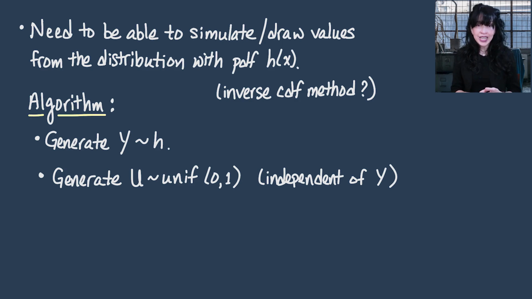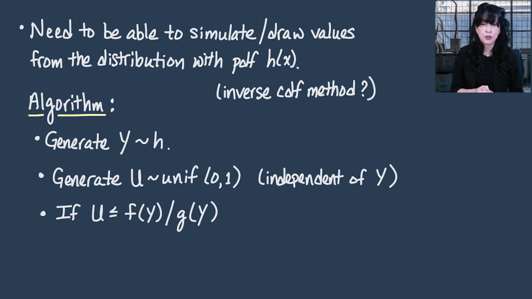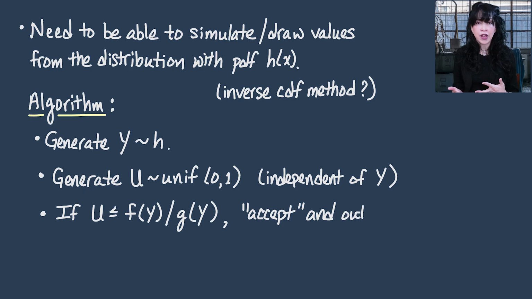Now, if U is less than or equal to f of Y over g of Y, and by design, this ratio is less than or equal to 1, then you accept this value Y as a draw from your target distribution.